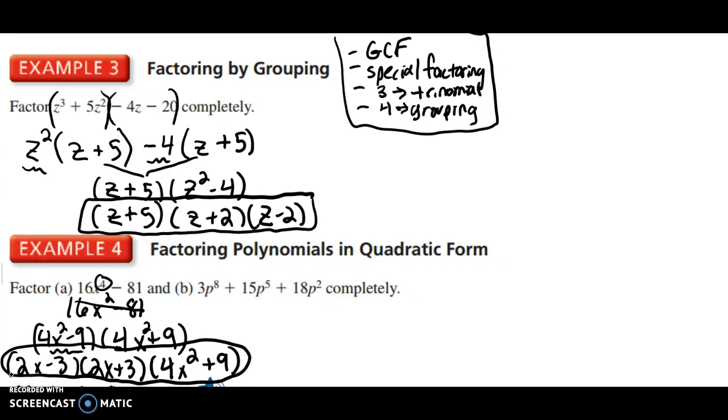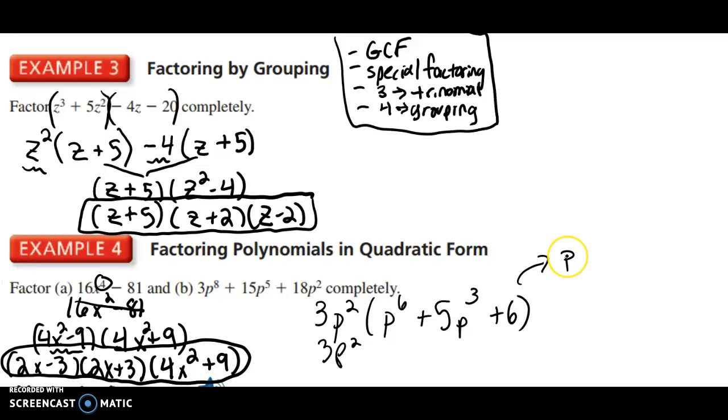Now let's try example 4b. I'm looking at this trinomial. I see a lot of p's going on. In fact, my GCF can be 3p squared. What I would have left is p to the 6th plus 5p cubed plus 6. I'm going to carry down my GCF and look at what's left, this trinomial, and decide if it can be factored again. It kind of looks like a trinomial.